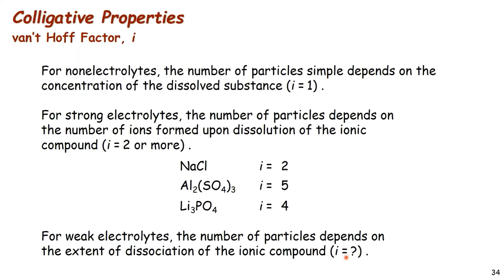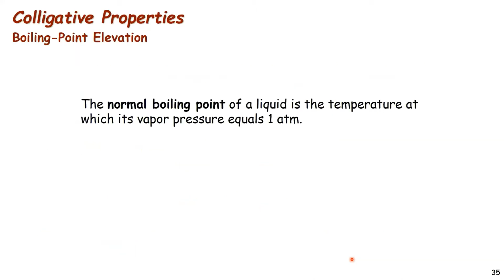So the i value is much, much less than 1. We're not going to deal with that. Okay, so let's talk about some of these colligative properties, like boiling point elevation.